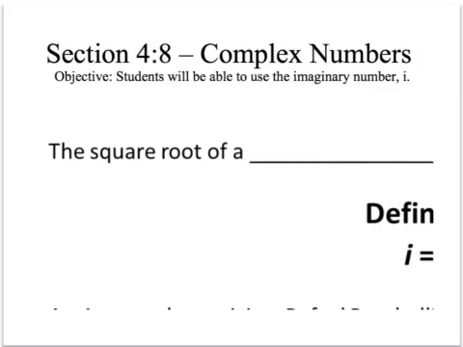The square root of a negative number gives you a non-real answer. That's why if we have a negative discriminant, we have no real solutions. That's why if you put it in a calculator, the square root of a negative number, it's going to say non-real answer. And in order for us to deal with that, we use this imaginary number i. The definition of i is the square root of negative 1.